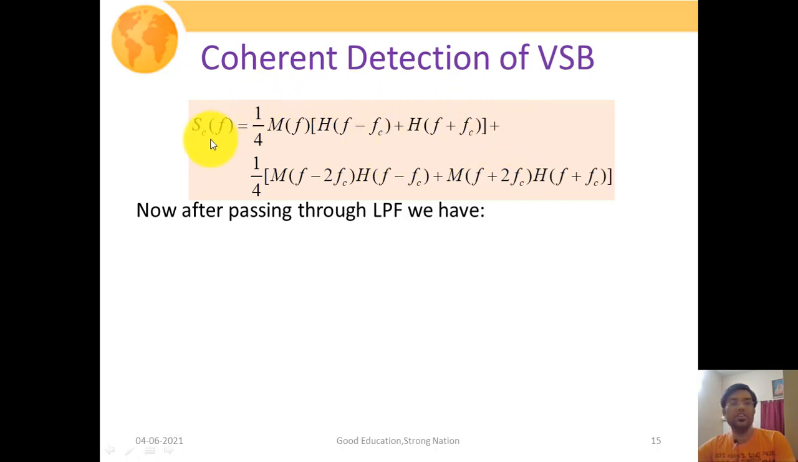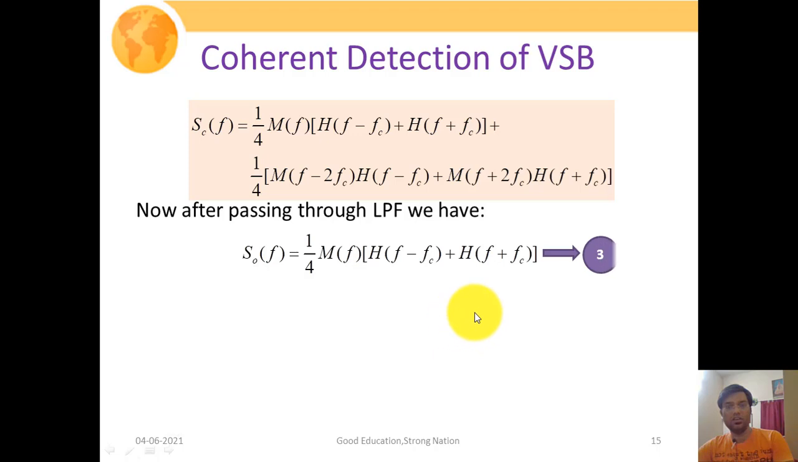So this S_c(f) will contain the message signal M(f) with the transfer function of the filter, this one. Now when we pass through the low pass filter, we obtain the same thing that I am talking about. Let us say this is your equation number 3. This is the Fourier transform of S_o(t), or you could say the output signal's Fourier transform. From this we should find out the message signal m(t).